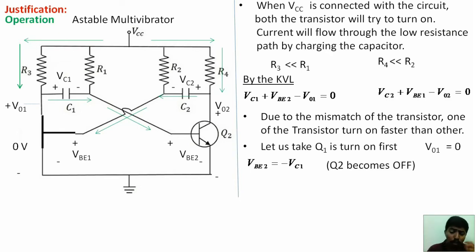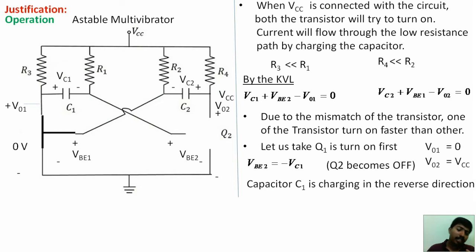If Q2 turns off, it will act as open. So what will be the voltage at this point? This point will be maximum, VCC. V02 will become VCC. Now this capacitor is charging in the reverse direction, in this direction, because this transistor is turned on. This potential is zero potential. So the current will flow from high potential to low potential. So the capacitor will charge from this path. So the capacitor is charging in the reverse direction, here plus minus.